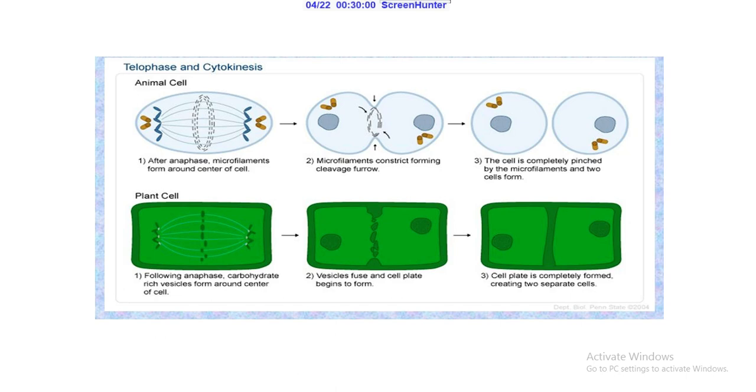This is also to show the differences between the cytokinesis of the animal cell and the plant cell. The microfilament will constrict and form the cleavage furrow, which is the constriction point, and it will split. Also, the plant cell will form the cell plate from the vesicles, and it will form a new cell wall.